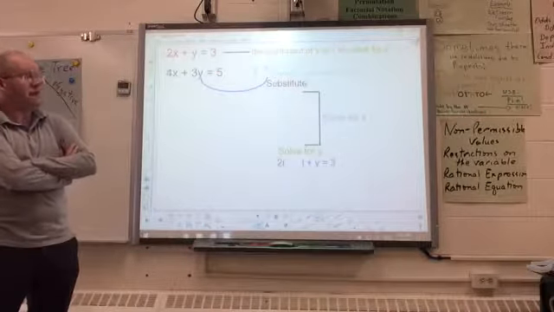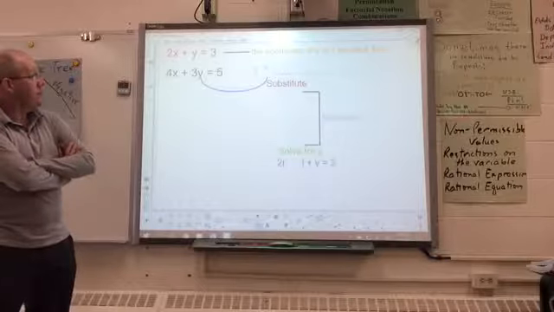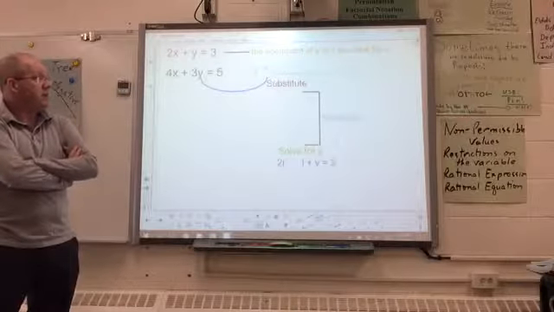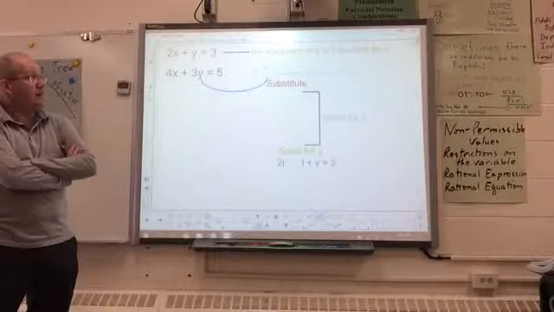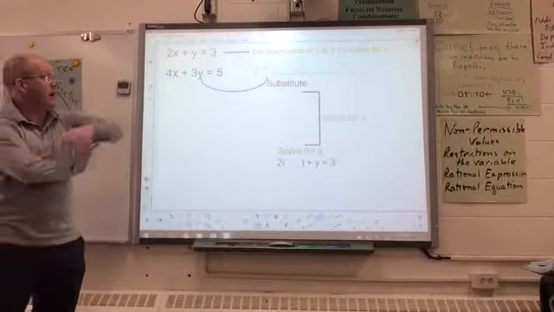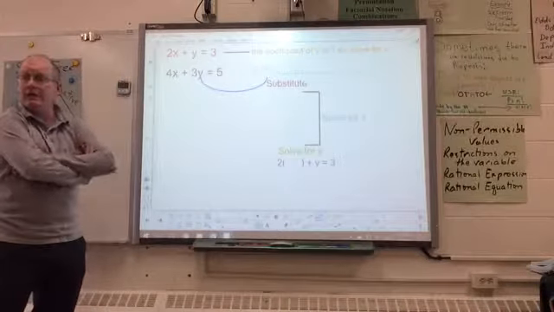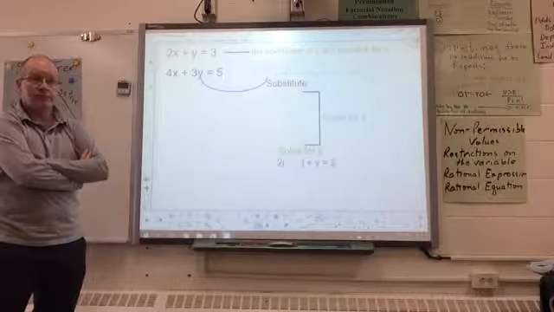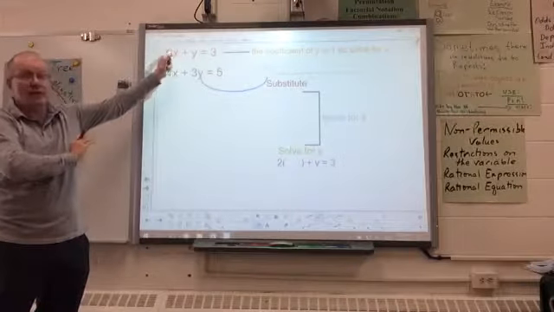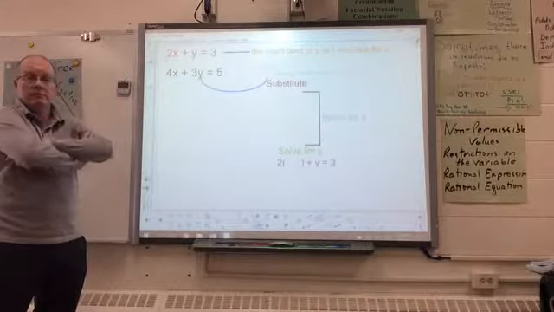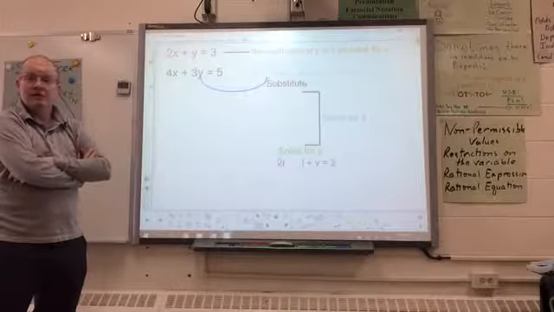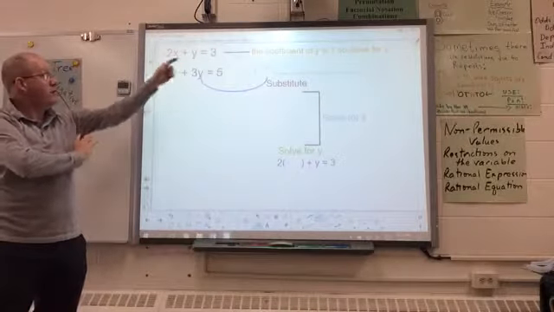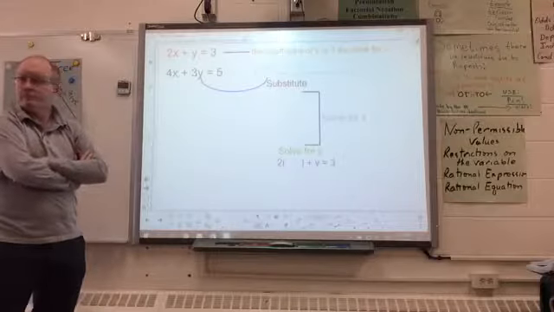Now, here is a simple example. 2x plus y equals 3. Notice the coefficient of y is 1, so we can solve for y. Rearrange this equation for y, what do you get? Write out this equation, y equals. On your slate, please. Write this out so y equals.